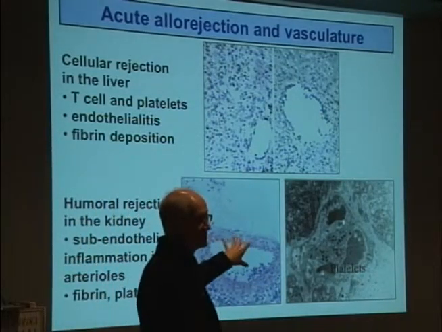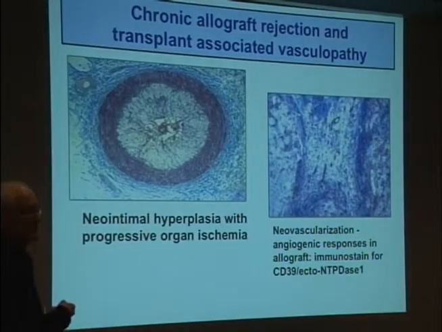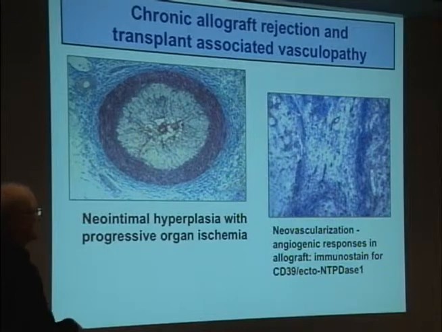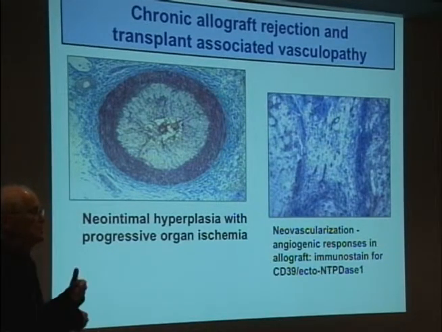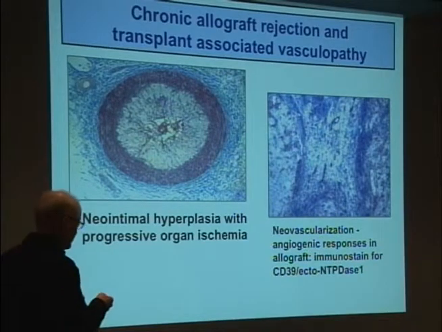We see a lot of humoral rejection with these manifestations. Now this is chronic rejection, months to years. What's associated here is that you get progressive neo-intimal hyperplasia. So the lining of the endothelium is replaced by a pseudo-intima, neo-intima, proliferating cells which eventually occlude the arterial lumen, and you are left with progressive organ ischemia.